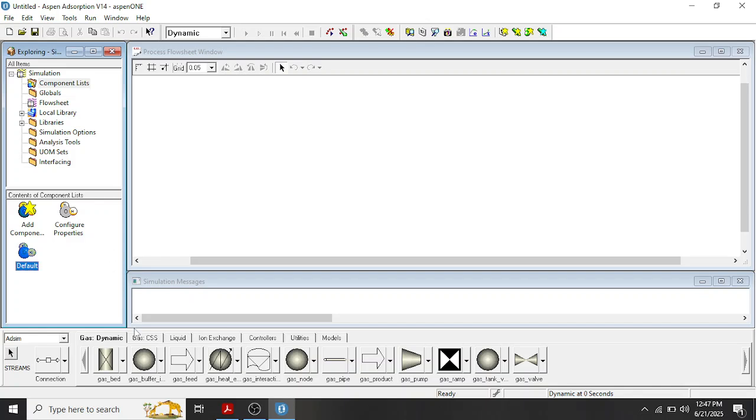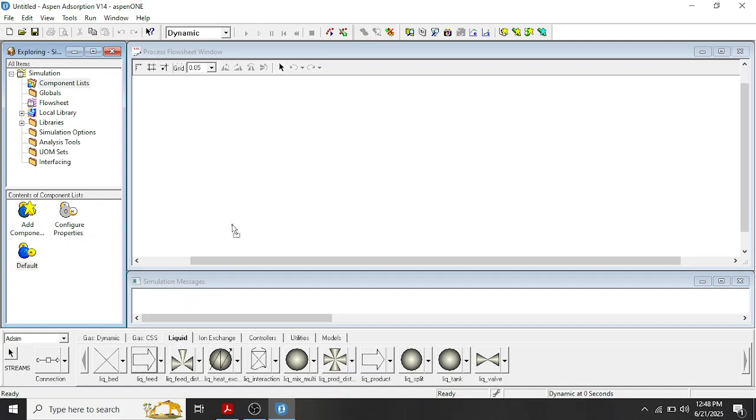Now I will make the flowsheet. So this is a liquid process, because the wastewater coming out from the textile industry is liquid, and the phenolic compound is present in the wastewater. So this is the liquid feed, and here you can see the liquid bed.